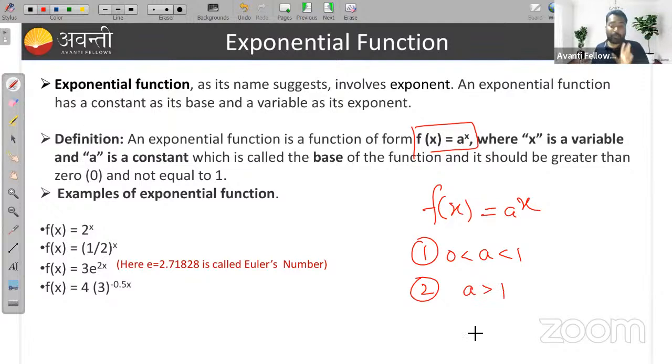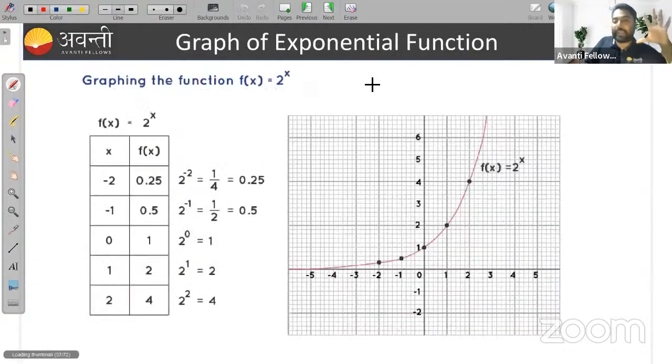Only for these two conditions is my function f of x is equal to a raised to x defined. So there are two conditions. First one is a is lying between 0 and 1, and second one is a is greater than 1. So in the first case, what is happening? We'll see, and in the second case, what is happening? We'll see. When a is lying between 0 and 1, what is happening? And when a is greater than 1, what is happening? So let's take an example. First, we are taking the example of when a is greater than 1.